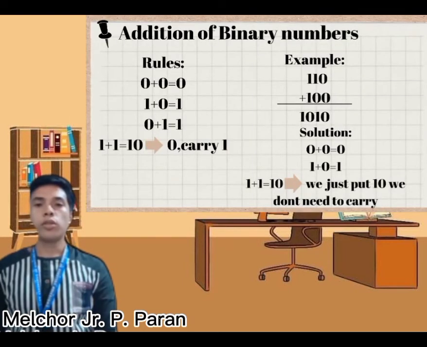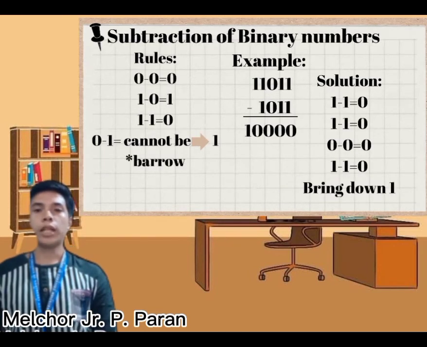Addition: we have certain rules to follow in adding binary numbers. Example, 110 plus 100. So 0 plus 0 is equal to 0. 1 plus 0 is equal to 1. 1 plus 1 is equal to 10. So that's the result.